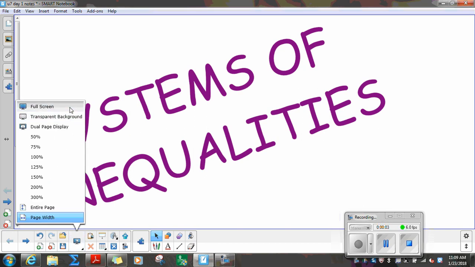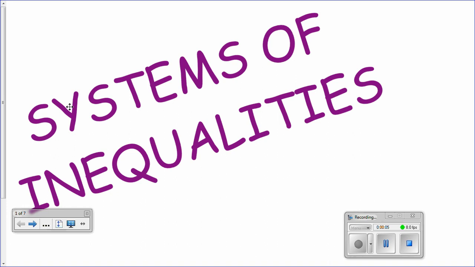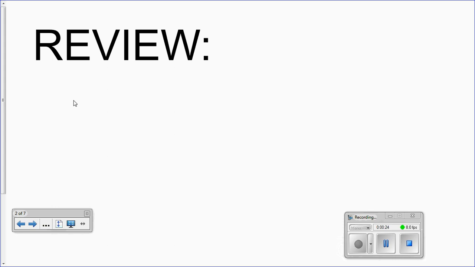Hello everybody, we are going to go ahead and get started on the next unit, which is systems. Today we're going to be talking about systems of inequalities, just because we're going to do that first because we already did a lot of it when we were talking about graphing inequalities. So we'll talk about that. But before we even start, let's do a quick review, okay?